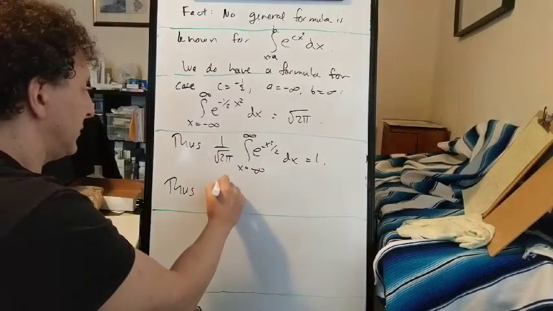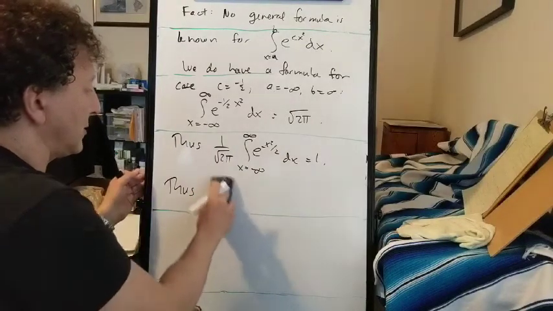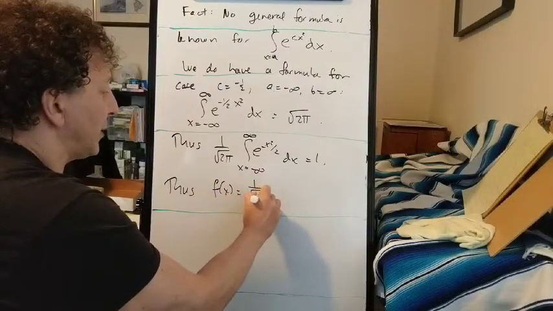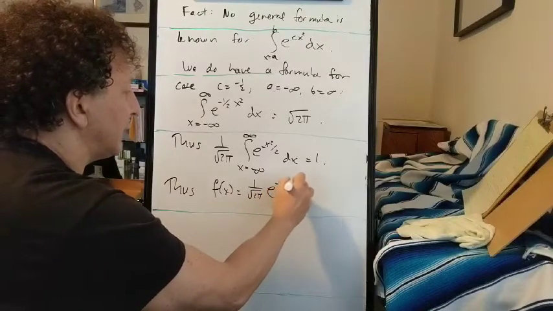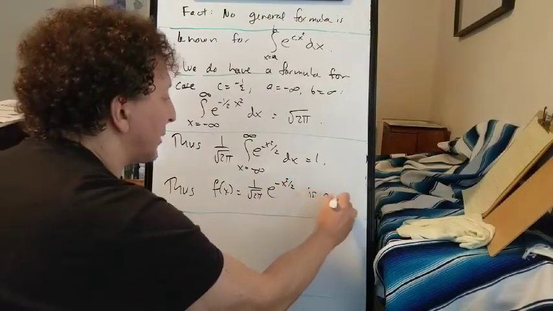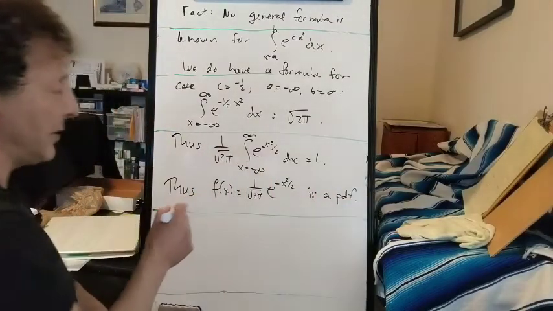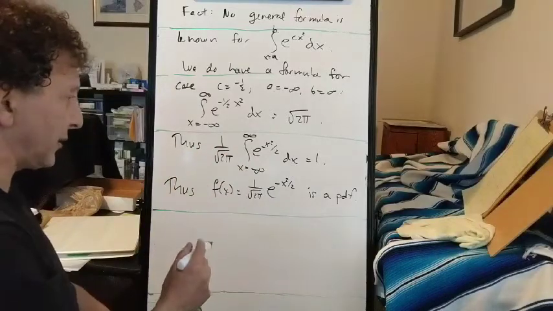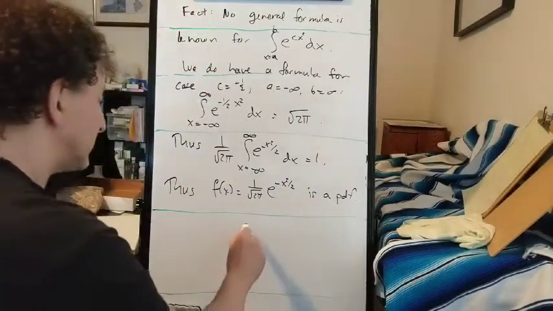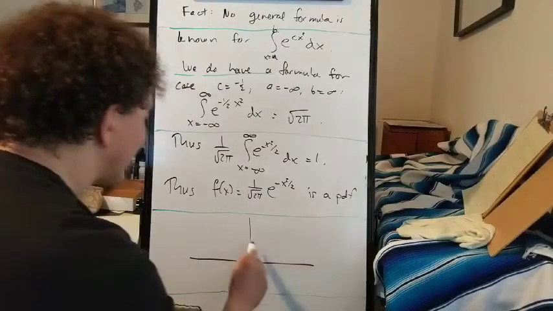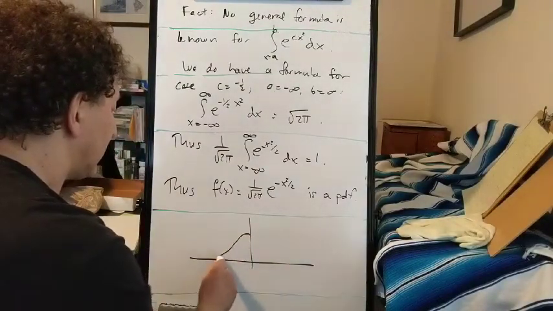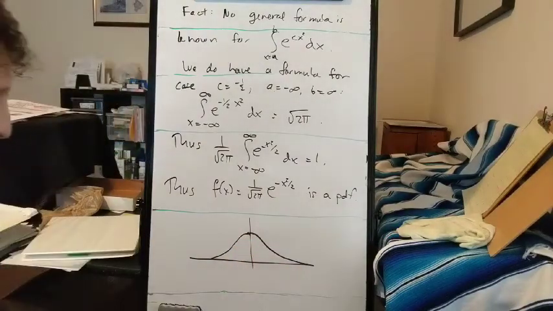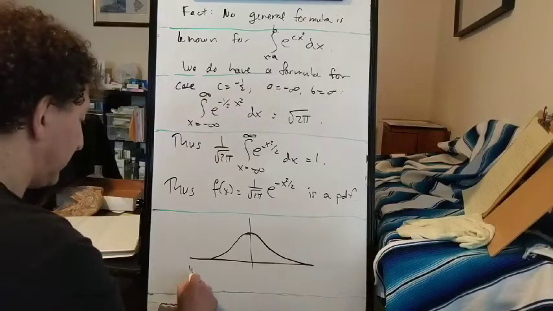So if we define this function f of x equals 1 over square root of 2 pi times e to the negative x squared over 2, this is a probability density function. Always positive and has area 1 underneath the curve. It looks a little bit like this. The curve is also called the bell curve.